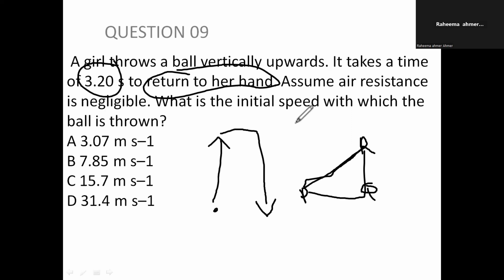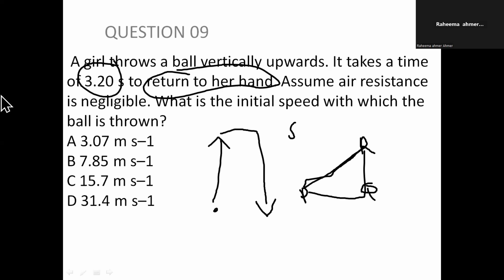So displacement is represented by S. So S is equal to 0, time t is equal to 3.2 seconds, and air resistance is negligible. What do you mean by air resistance is negligible? This shows that acceleration is equal to 9.81. Now let's put the data and combine them, okay?